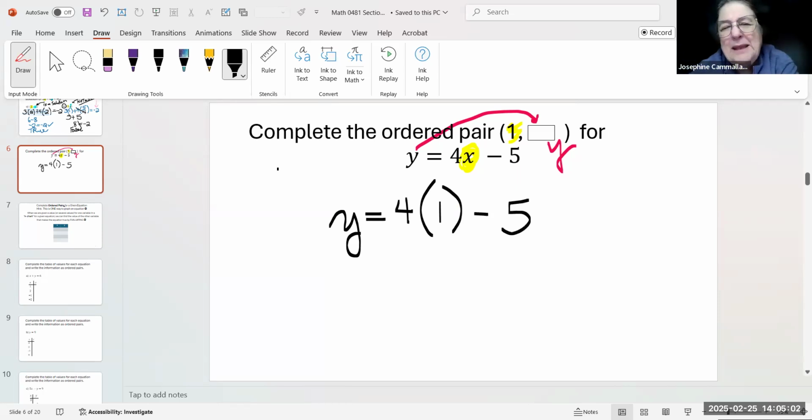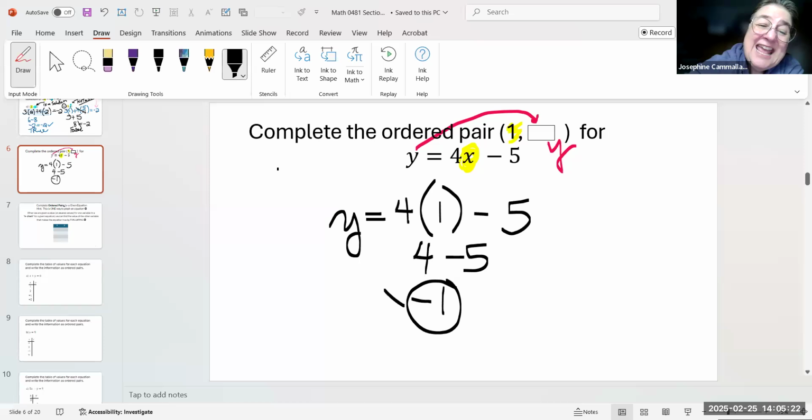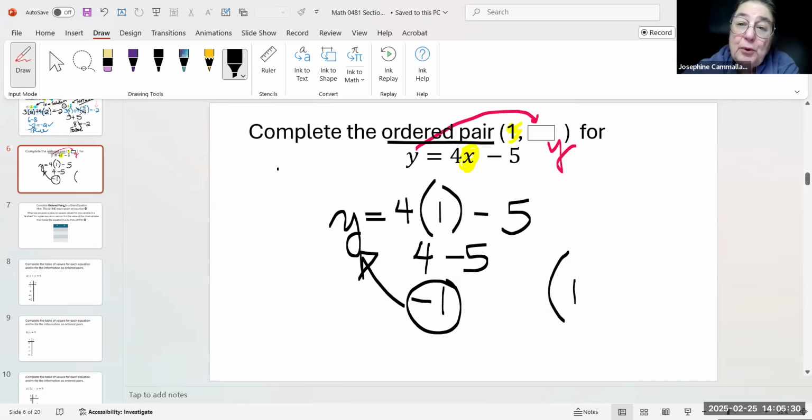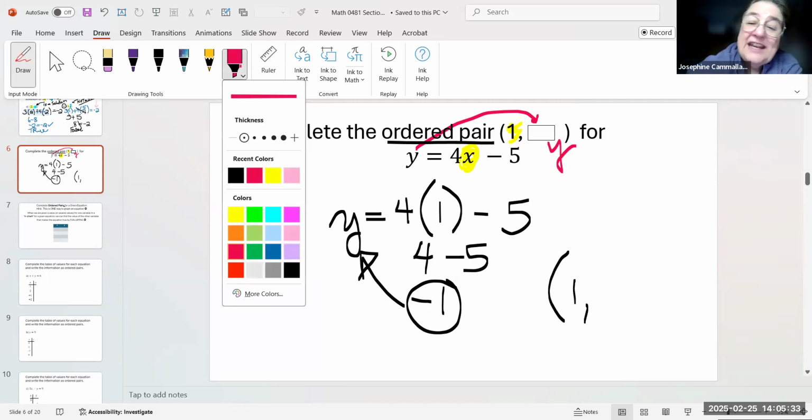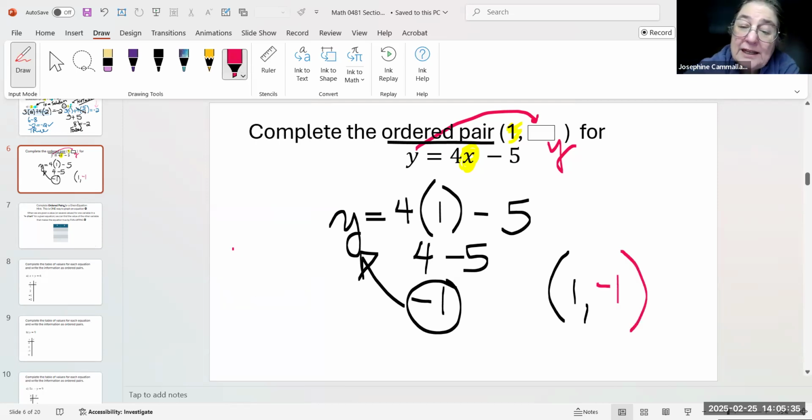Now, as I said, some people can do this in their head. That's great. I can do it in my head, but I'm letting you know that I'm writing it down for those who need to see what I'm doing. And this will become a positive 4 minus 5, which gives me a negative 1 for y. Now notice it says complete the ordered pair. I'm going to put 1, and then I'm going to put negative 1, and this should be my answer.